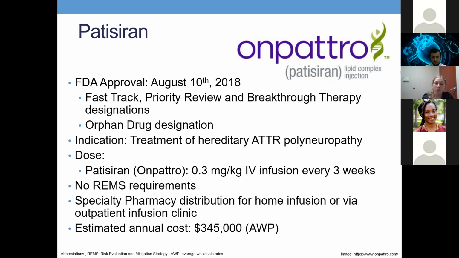It has no REMS requirement, unlike the other TTR silencer, inotersen. And it does require specialty pharmacy distribution for our patients who qualify for home infusion, or patients can get it at an outpatient infusion clinic. And this is going to be driven by insurance coverage. The estimated annual cost here is $345,000. Again, this is the list price with no discounts or rebates applied.